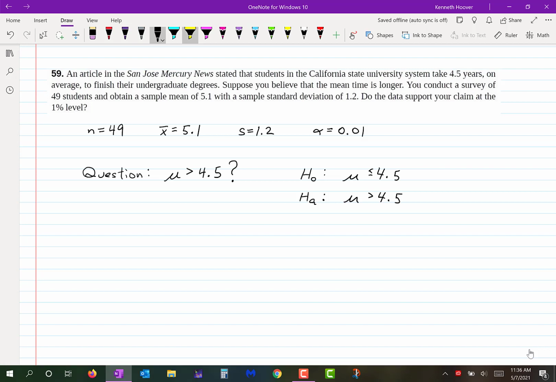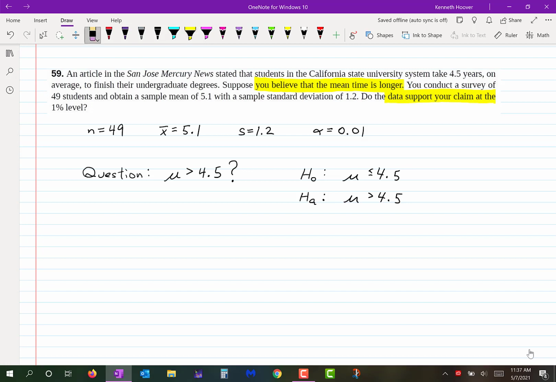Okay, so you see where it says in the question, you believe the mean time is longer. Does the data support your claim? So we are asking the question, should we accept the claim that mu is bigger than 4.5? Okay, because always the thing that you're asking, should I accept this? That's always your alternative hypothesis. So mu greater than 4.5 is our alternative hypothesis. That means your null hypothesis is mu is less than or equal to 4.5.